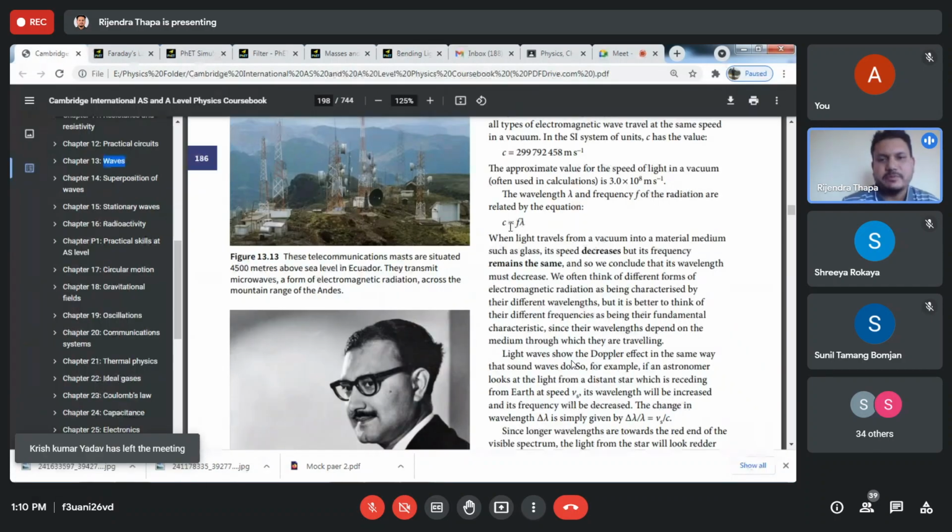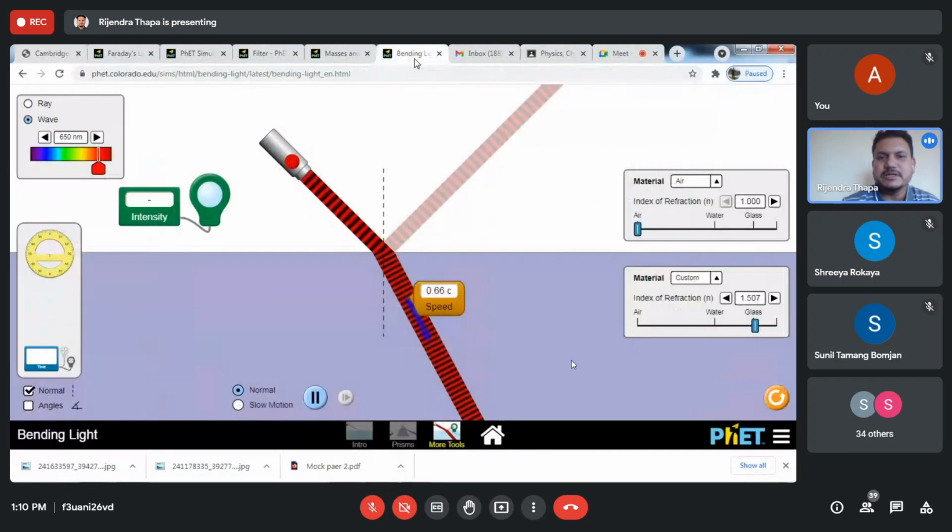So when light travels from a vacuum, from air here, into a material medium such as glass, its speed decreases, okay? Obviously, as in this simulation, the speed is decreasing. But what remains constant is the frequency, okay? Frequency remains constant. So here, the velocity changes with the change in the medium.